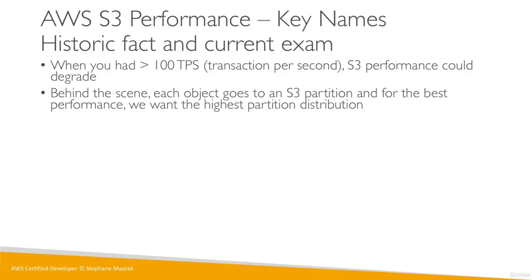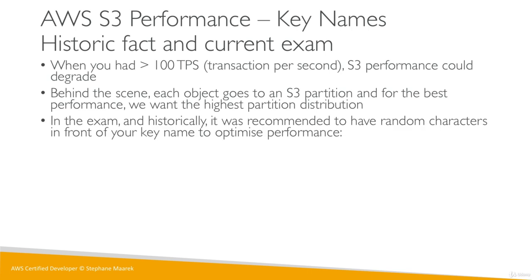partition, and for the best performance, you want the highest partition distribution. Each partition is basically a server, and so the more servers you involve, the higher throughput you get. In the exam and historically, it was really recommended to have random characters in front of your key name to optimize performance. What does that mean?